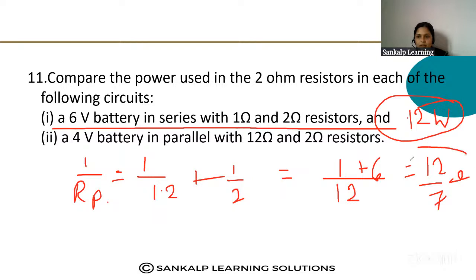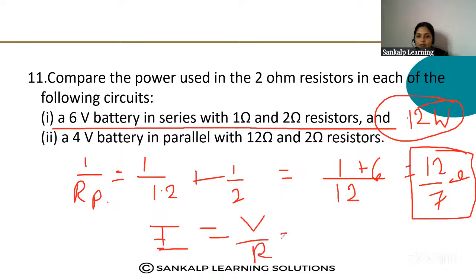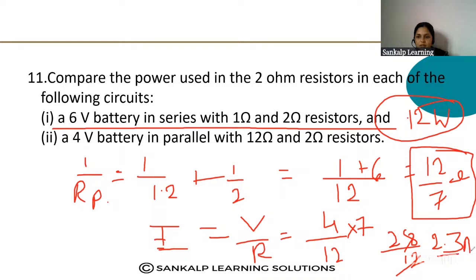12 by 7 ohm. Okay. So total resistance is equal to 12 by 7 ohm. Here find out the I. I is equal to V by R. Here V is 4 volt and R is 12 by 7. So 7 will come up here, 28 by 12, that is I is equal to 2.30 ampere. Okay, I will just solve.